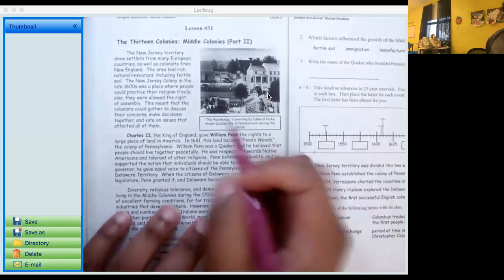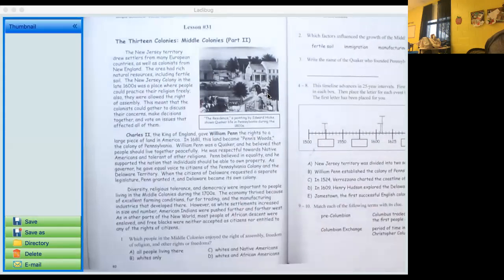All right, the New Jersey Territory drew settlers from many European countries, as well as colonists from New England. The area had rich natural resources, including fertile soil. The New Jersey colony in the late 1600s was a place where people could practice their religion freely. Also, they were allowed the right of assembly. This meant that the colonists could gather to discuss their concerns, make decisions together, and vote on issues that affected all of them. So, guys, this is what their government looked like.